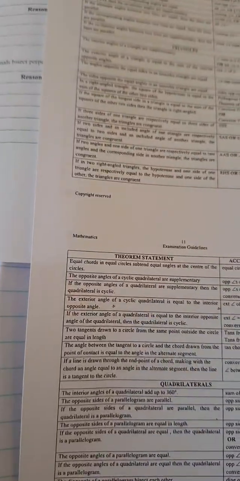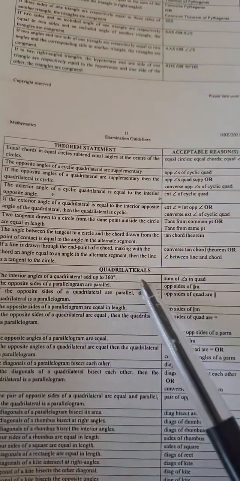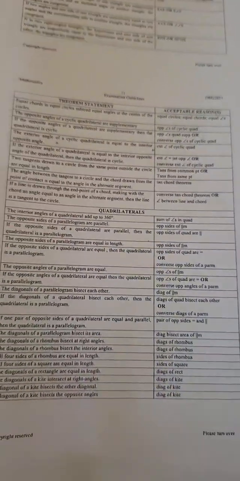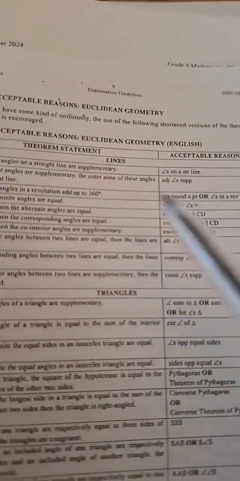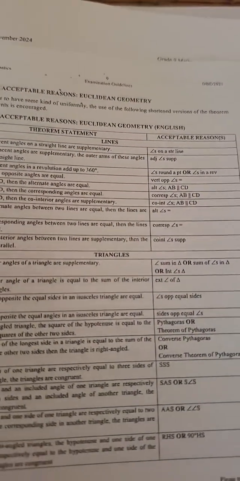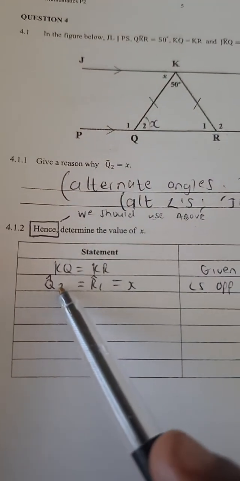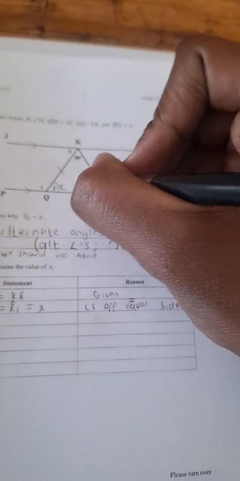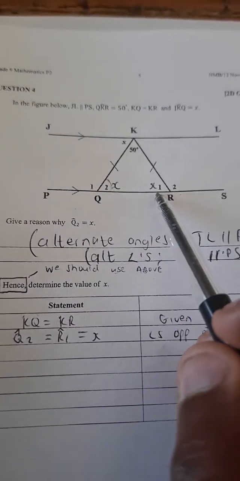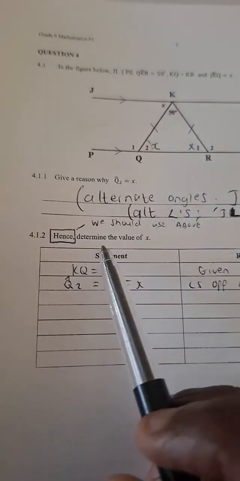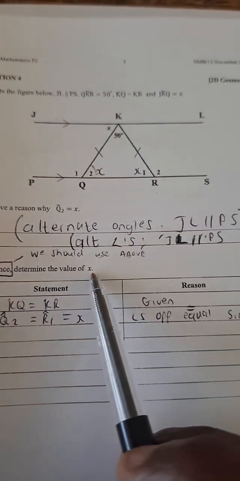You need to know the ones that apply to quadrilaterals, because as grade 9 learners, we need to know them for quadrilaterals, for triangles, and for lines. We need to know those reasons as grade 9 learners. So now, guys, we were able to say angle Q2 is equal to angle R1. So we update the x value now that we have there. I think we can now determine the value of x.